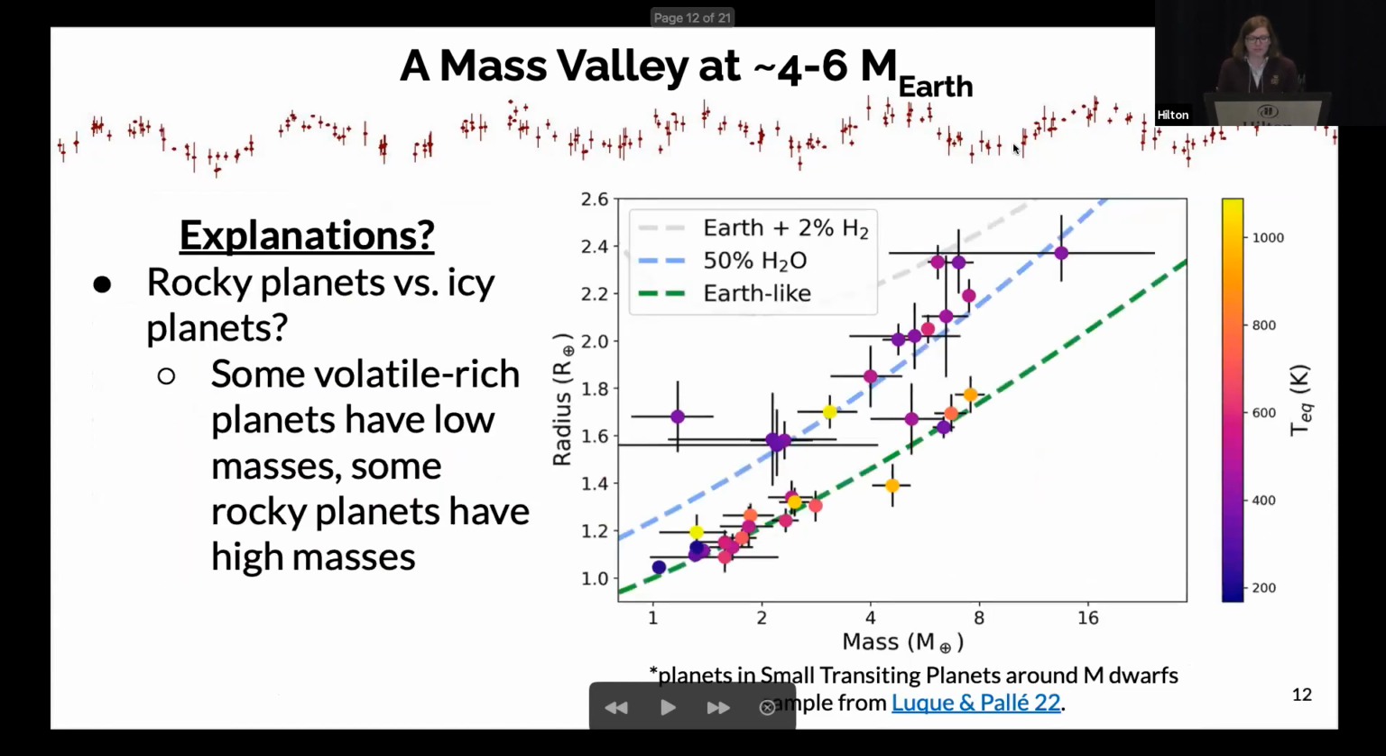The first potential explanation that I have for this just has to do with, you could assume that maybe the low mass peak is rocky planets and the high mass peak is icy planets. However, even just looking at this figure here, which is all of the precisely characterized M dwarf planets again from that 2022 paper, you can see that there are a lot of planets that seem to be very confidently on that rocky line that are relatively high in mass. While there are a couple of planets that appear to be pretty volatile rich that are fairly low in mass. So that doesn't seem like the explanation.